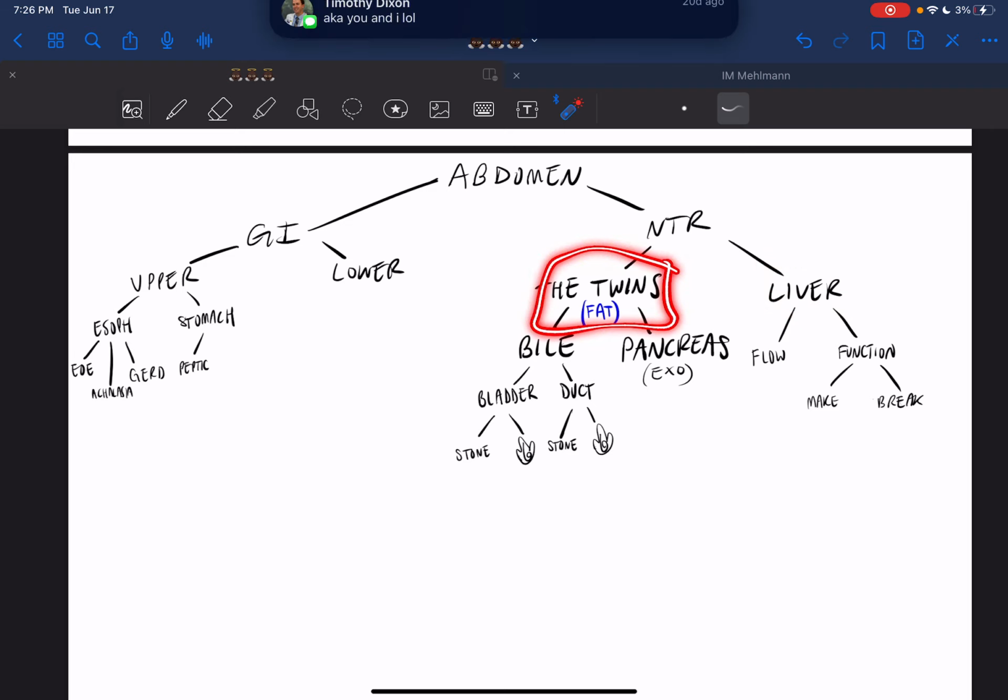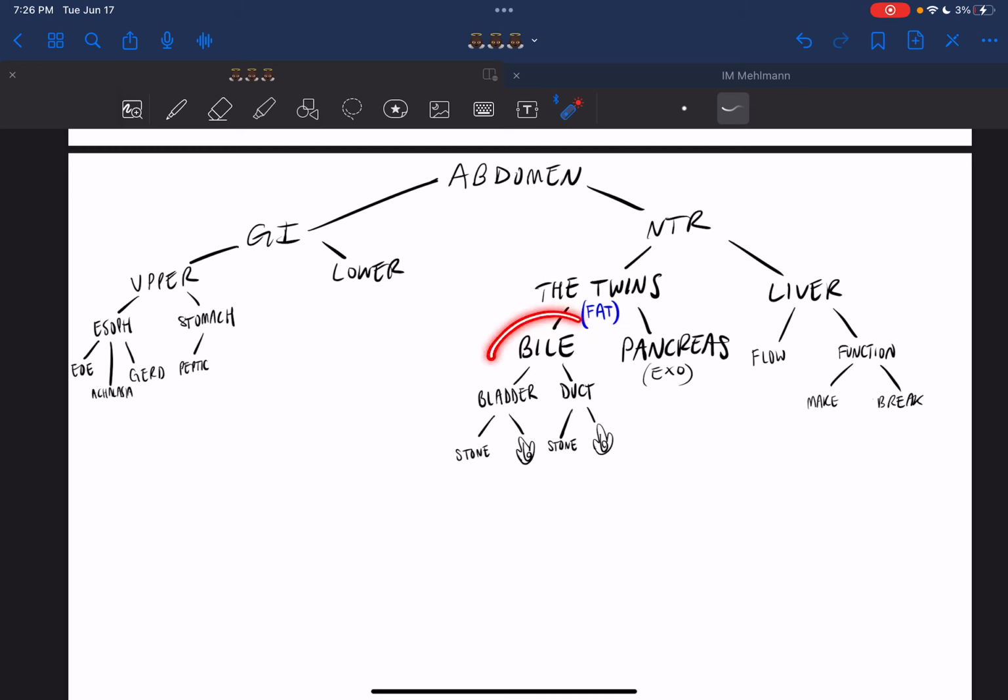The twins are the two organs that are there for digesting fat. The biliary system and the pancreas. Step one of digesting fat is breaking down the fat into micelles, or something like that. There's a word for it, whatever. Then after you've broken down the fat a little bit, the second step is to actually fully digest it, and that's the pancreas. So they work together. Step one, step two, the two steps of fully digesting fat.